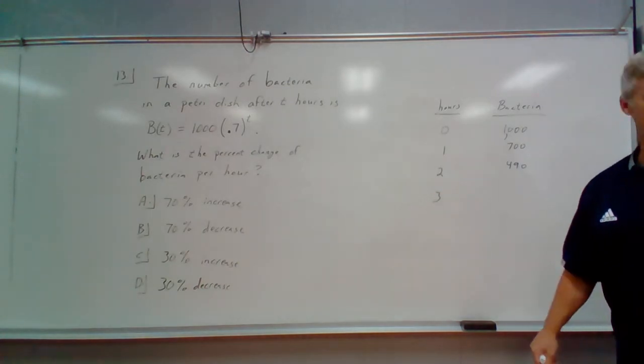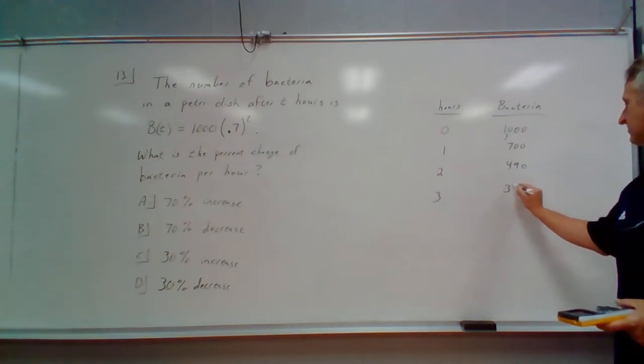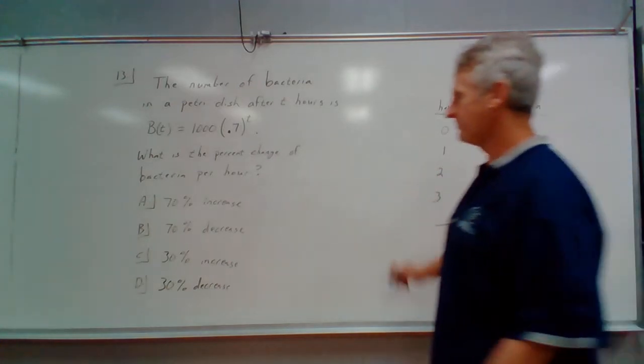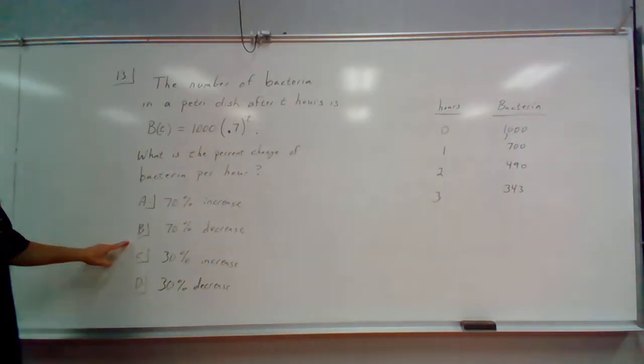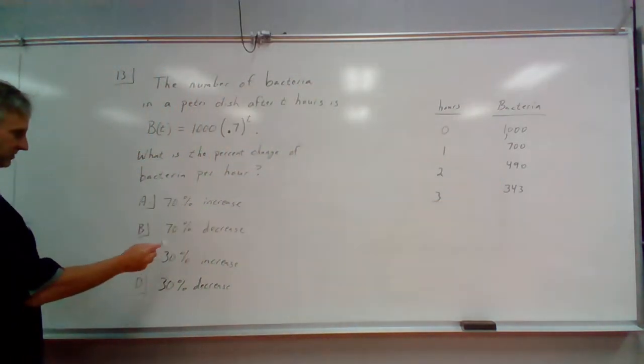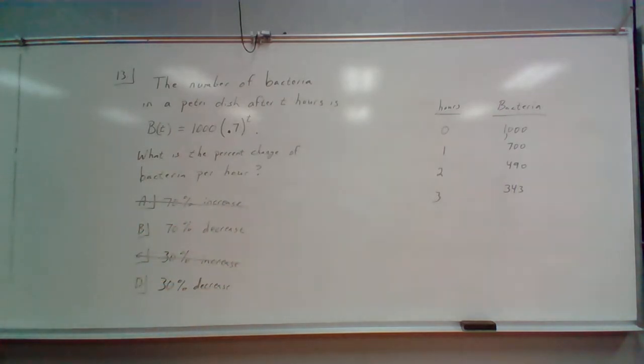After 3 hours, 0.7 to the 3rd power, so I'm going to get out a calculator here. 0.7 raised to the 3rd power is 0.343, times 1,000 be 343. All right, so right off the bat, we can mark out 2 of these. The number of bacteria is obviously decreasing, so it cannot be the increases. So it has to be either 70% decrease or 30% decrease.